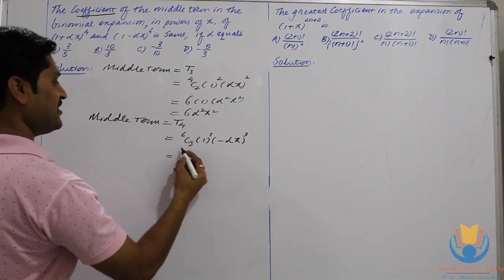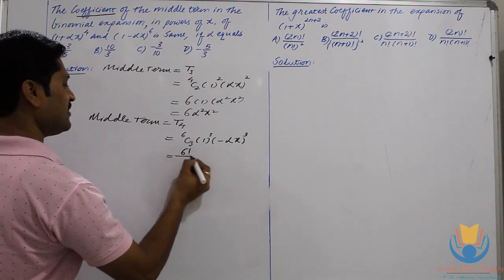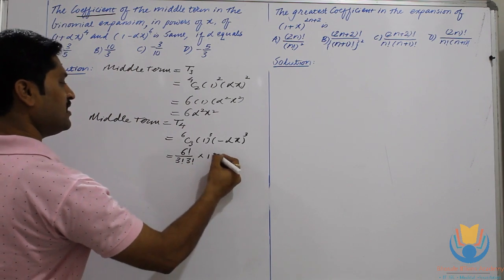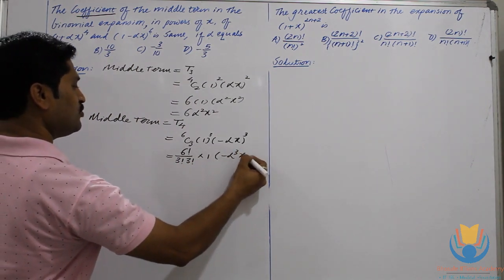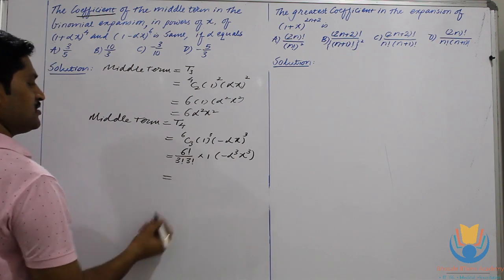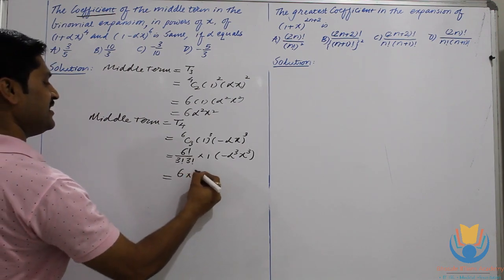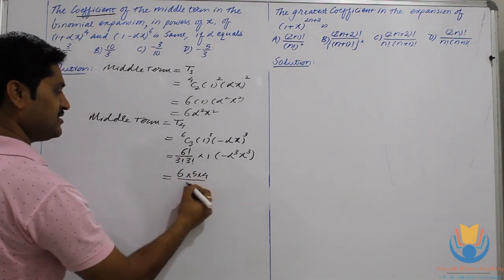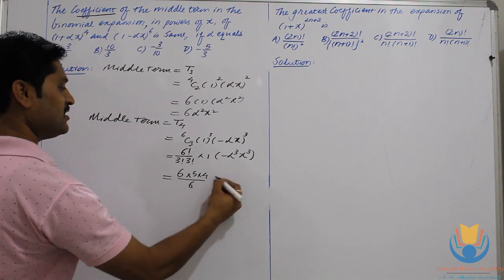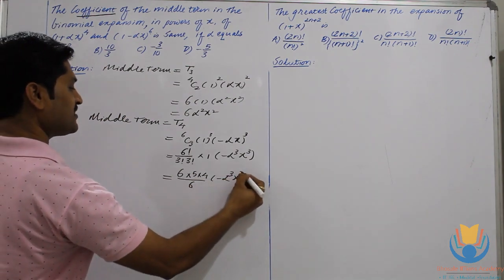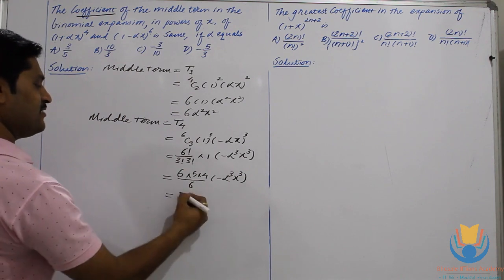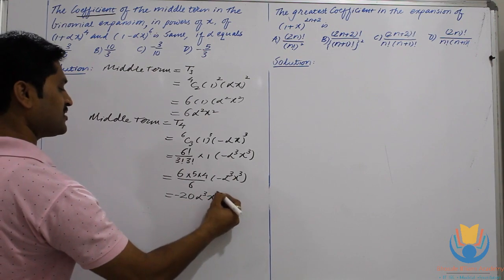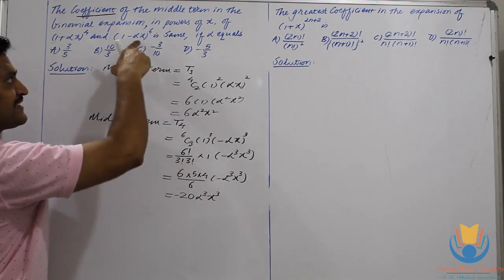So 6C3 is nothing but 6 factorial upon 3 factorial, 6 minus 3 is 3 factorial, 1 cube is 1, and its value is minus alpha cube x cube. So 6 factorial can be written as 6 into 5 into 4 into 3 factorial, and this 3 factorial gets cancelled. The value of 3 factorial is 6, and minus alpha cube x cube as it is. 6 cancels, 5 into 4 is 20, so this is minus 20 alpha cube x cube. So this is the middle term of the second expansion.